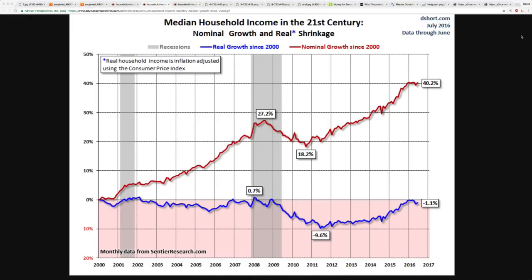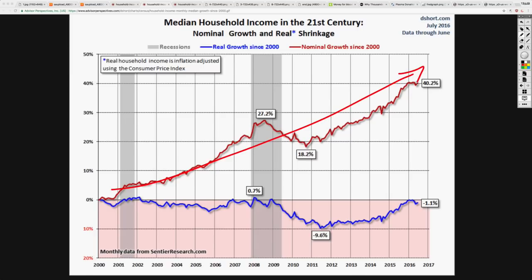All right, and the median household income, nominal growth and real shrinkage. So you'll see this here on the nominal growth since the year 2000. Okay, nominally. However, it's actually slightly negative when you look at the real growth. Of course, that's the way it is. And it will continue for the foreseeable future. Nothing seems to be changing this anytime soon.